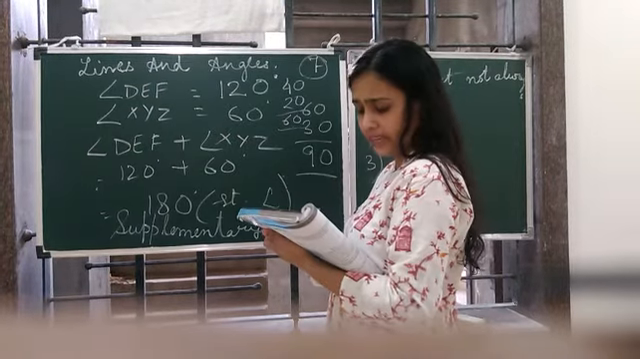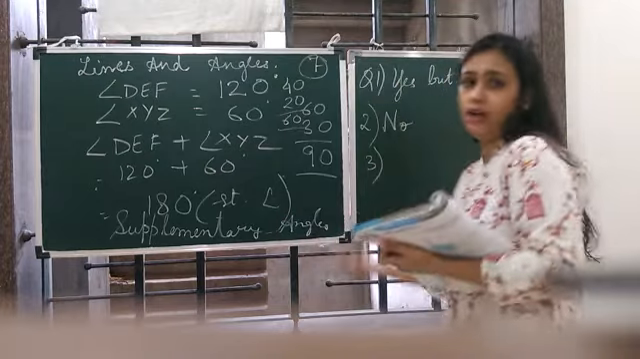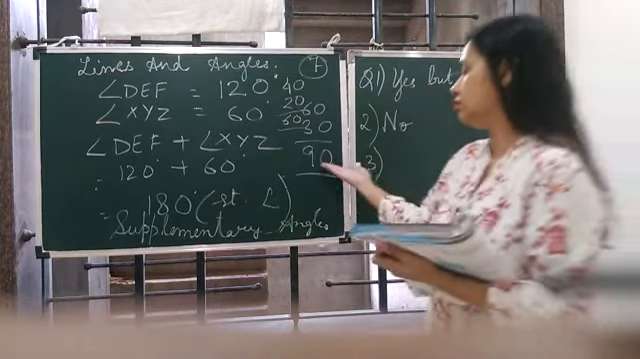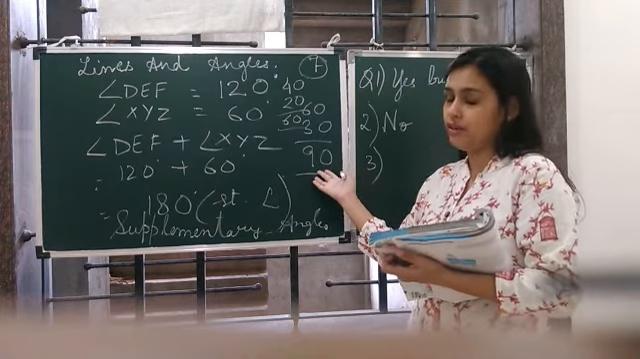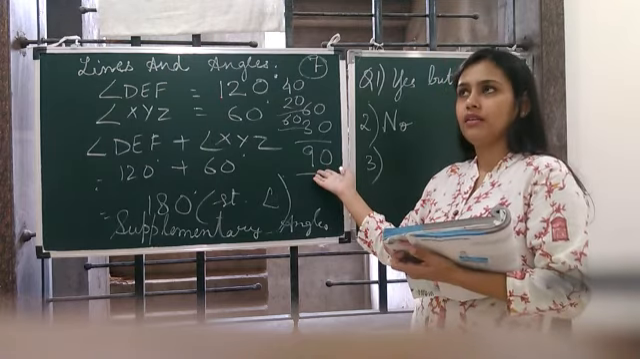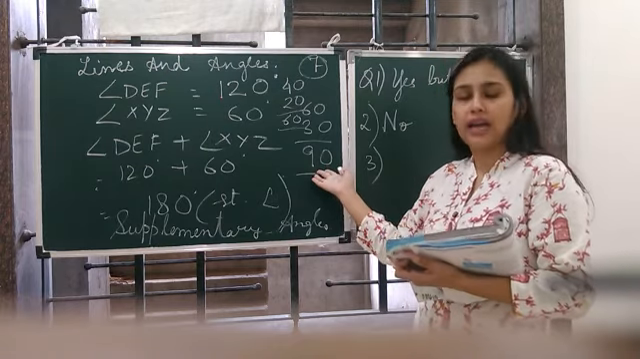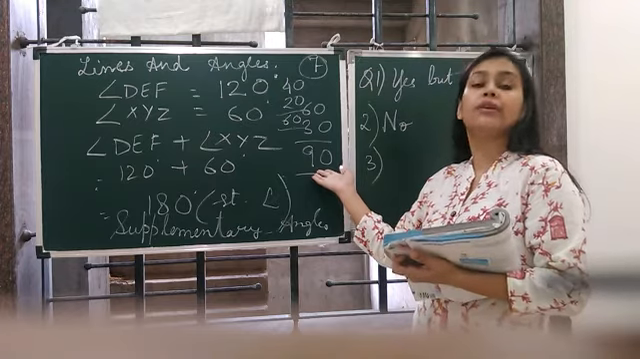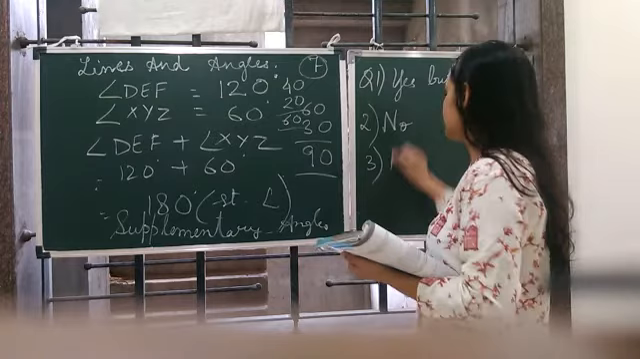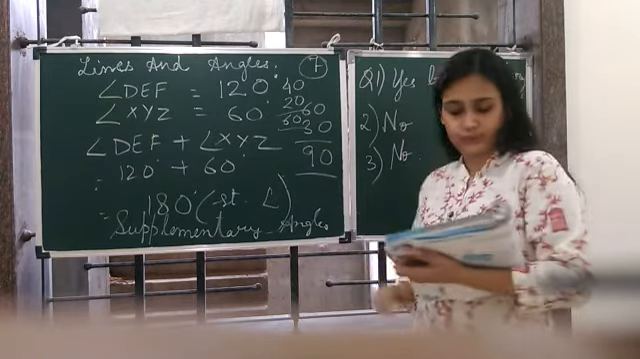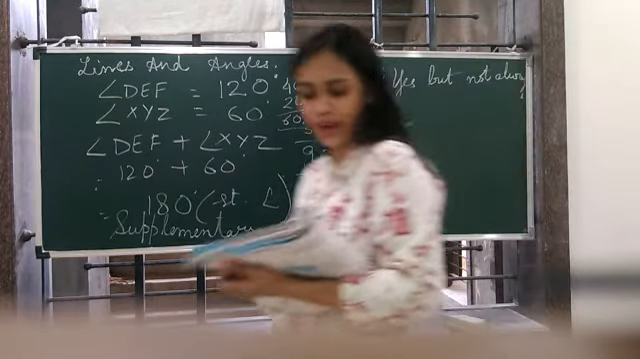Can two right angles be complementary to each other? How? If both are right angles, then the sum will be 180 degrees. That means they will be supplementary. They can't be complementary angles. So no. Then there is Try These.